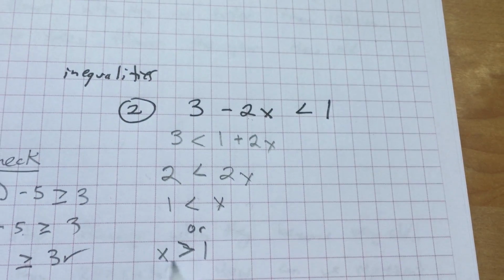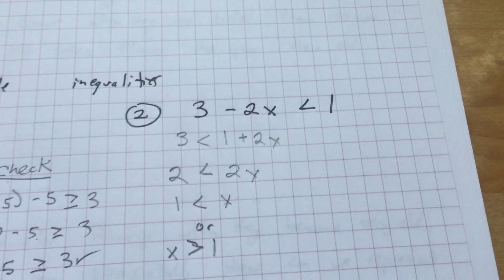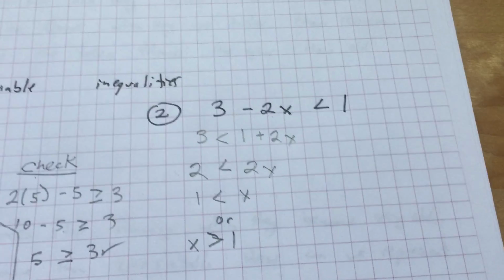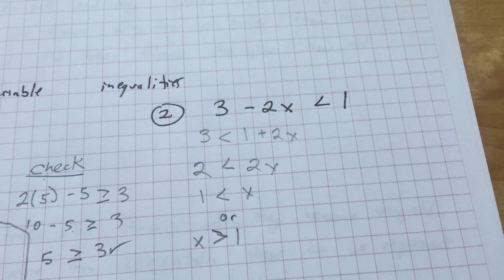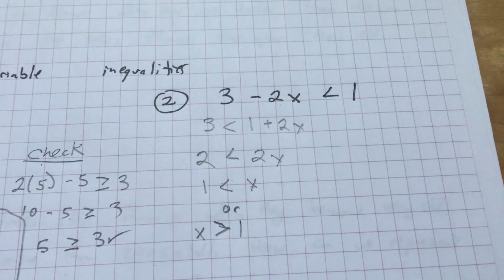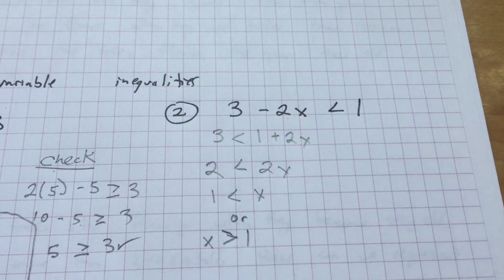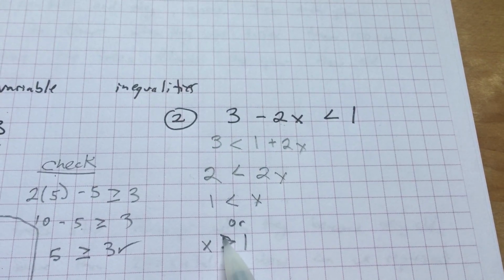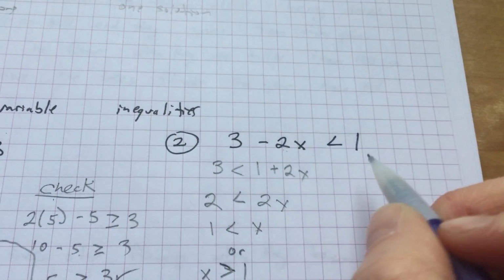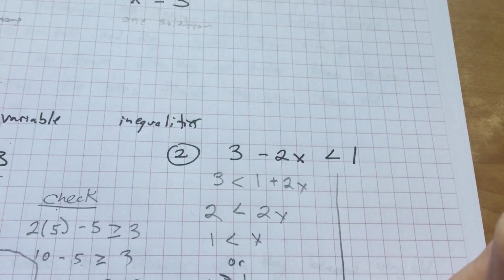Okay, notice that there's no line underneath, which means that 1 is not included in my answer because 1 cannot be greater than itself. It can be equal to itself, but it cannot be greater than itself. Okay, so this is one way that we can solve it. Now, the second way.